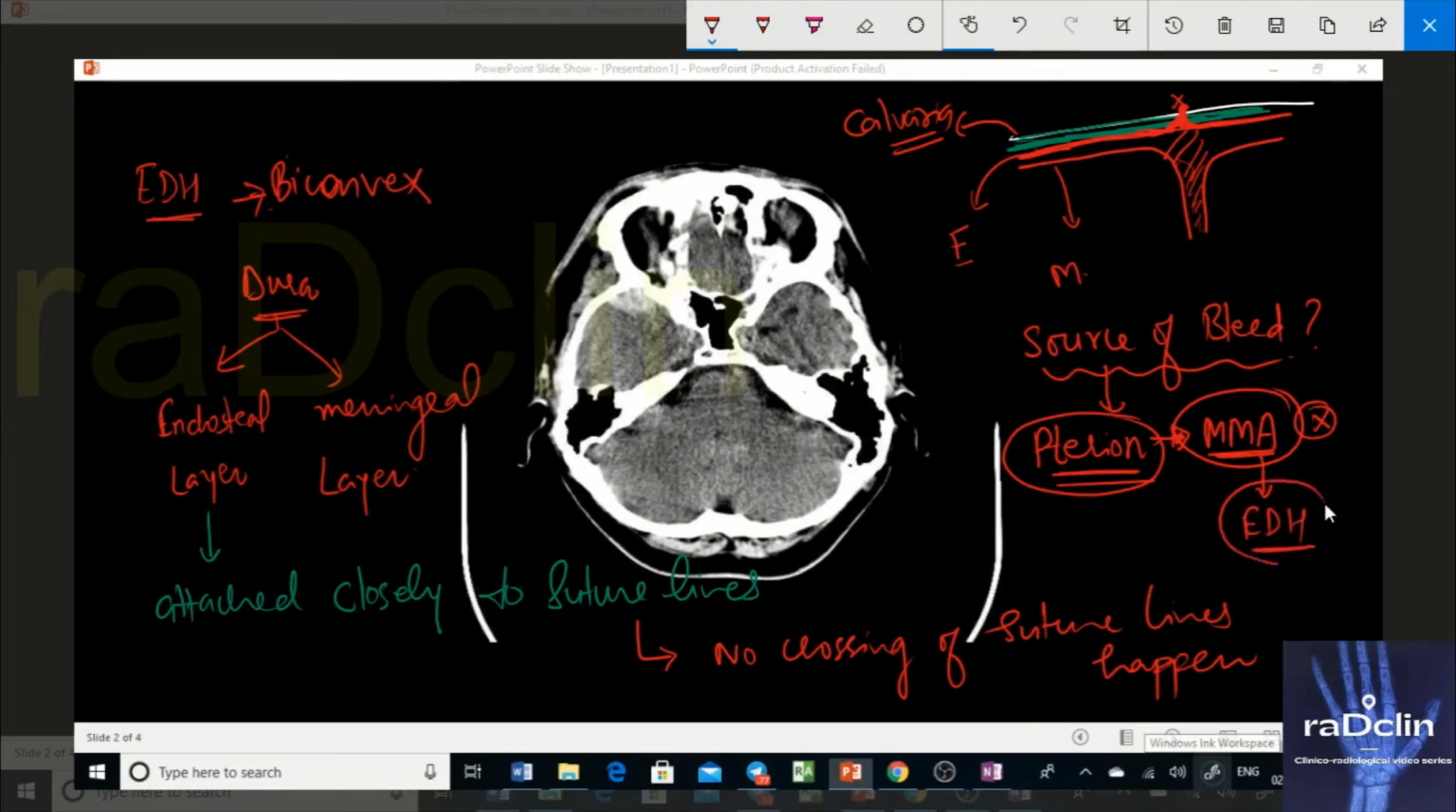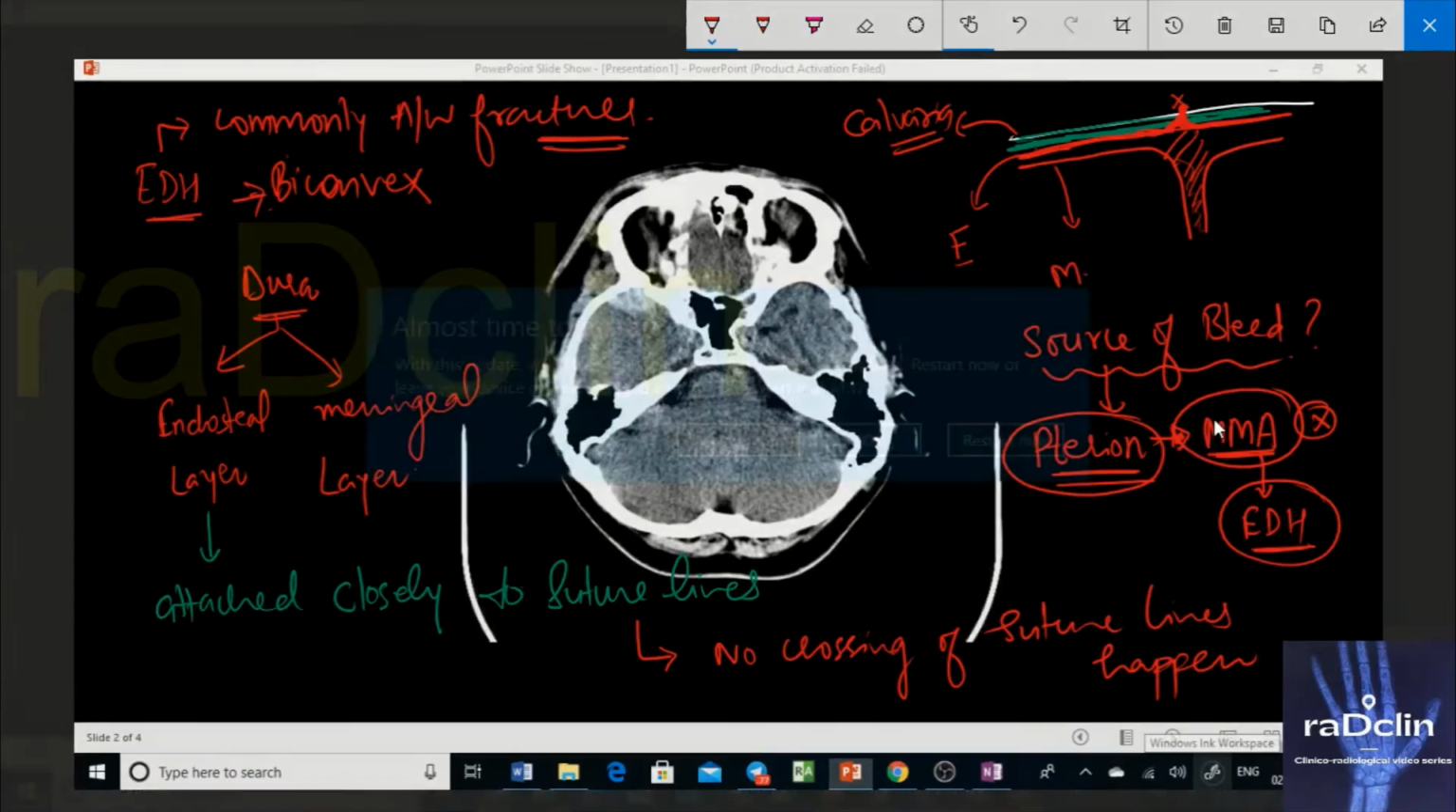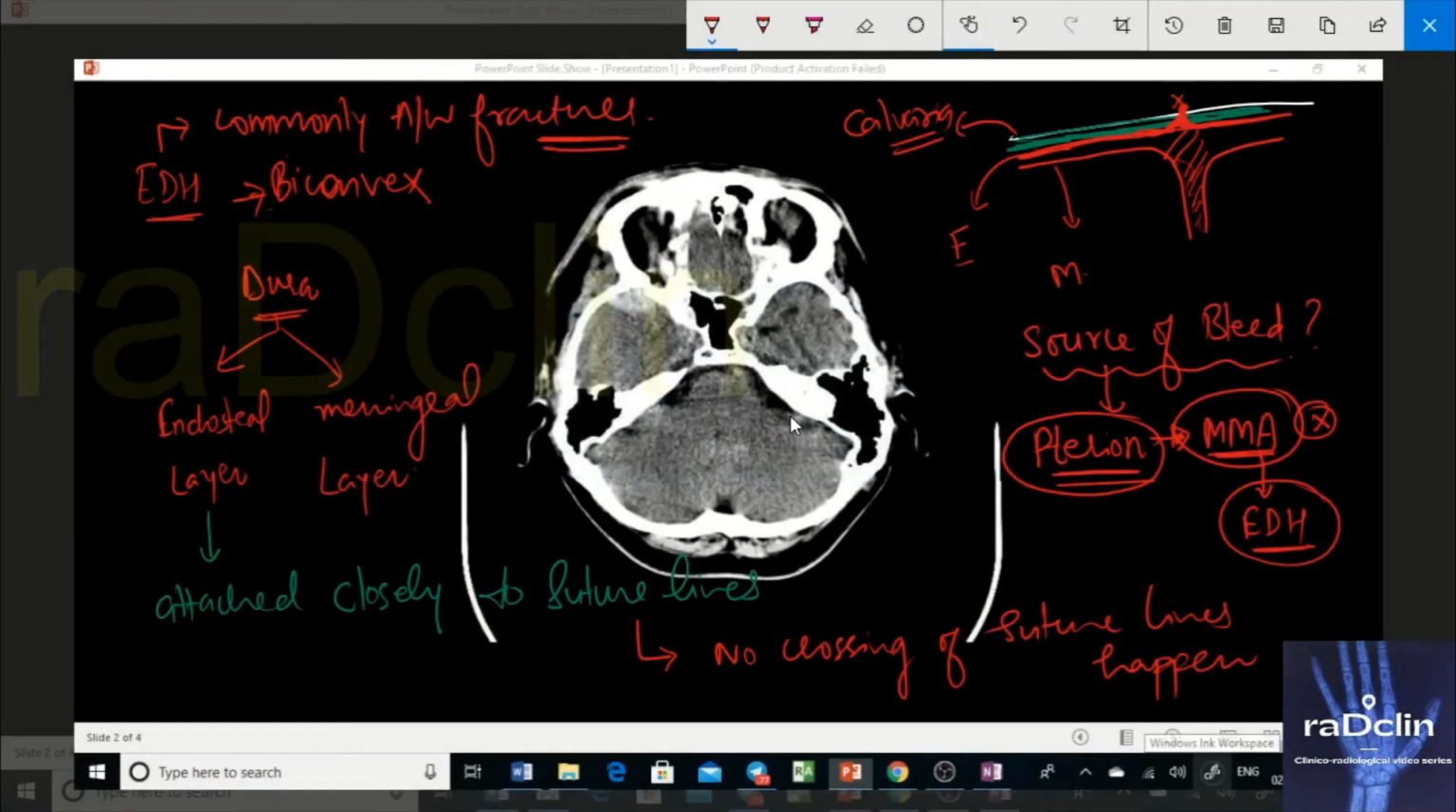Okay, and typically EDHs are commonly associated with fractures. You will see fractures at the site of EDH. Okay, if you are seeing EDH here, you will see a fracture here only, in the nearby bone. So we have a pterion fracture that is also associated with the middle meningeal artery, causing EDH. Okay, so these are a few important points that we typically see, and these are the telltale signs to identify an EDH.